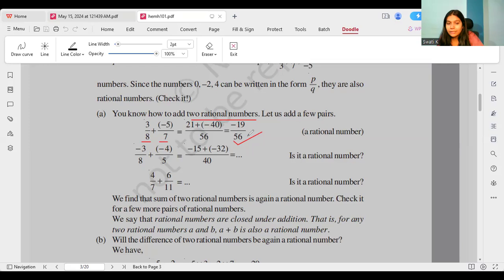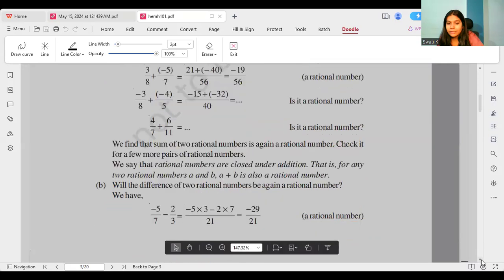So if you add two rational numbers, you'll get a rational number. If you add, like there are some more examples, right? And now we find that this is the generalized statement. The sum of the two rational numbers is again a rational number. Check it for a few more pairs of rational numbers and you will see that you'll get the same answer. We say that rational numbers are closed under addition, the main important line, right? We can say that rational numbers are closed under addition. That is for any two rational numbers, a and b, a plus b is also a rational number. That's it. All right, now we can go to the next one.